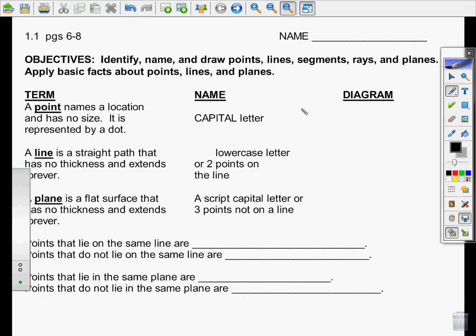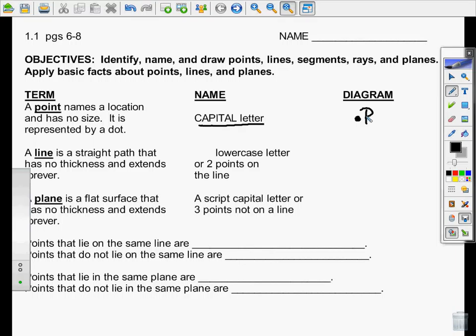This names a location. It has no definite size. It's represented by a dot. And we use a capital letter, so underline that. And then let me demonstrate this under the diagram. Just draw a point, and then you put a capital letter beside it. So whatever you want to call it. Your book calls it point P, and that's what we'll do too. We'll just kind of follow suit.